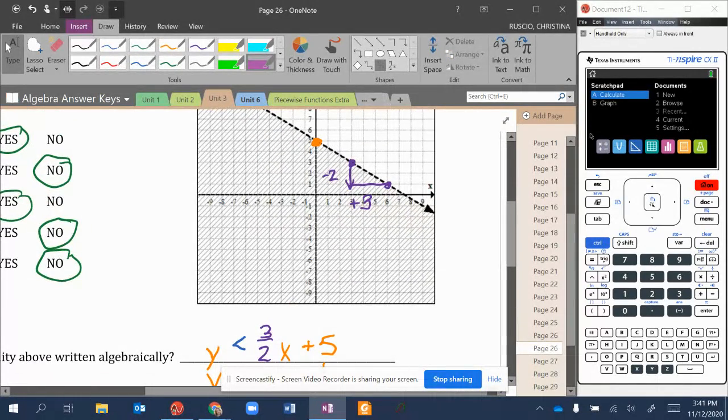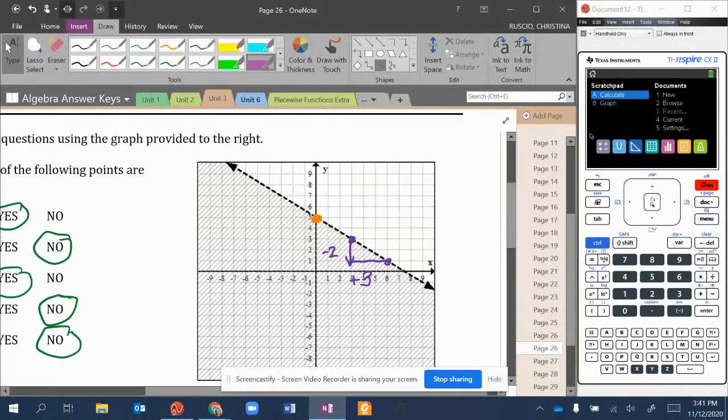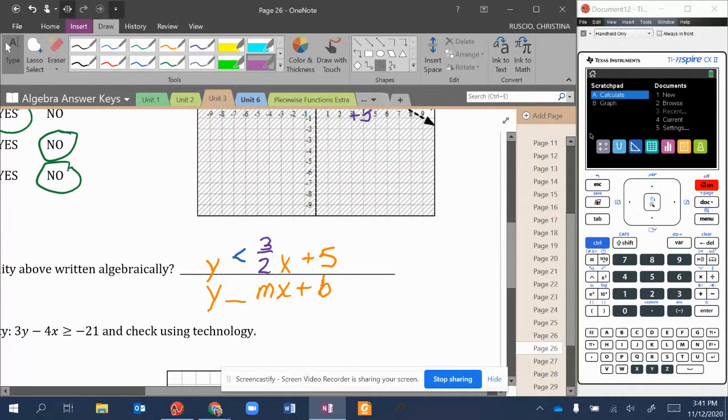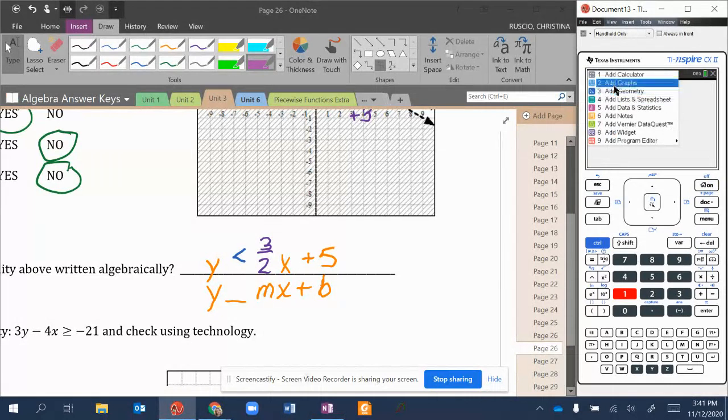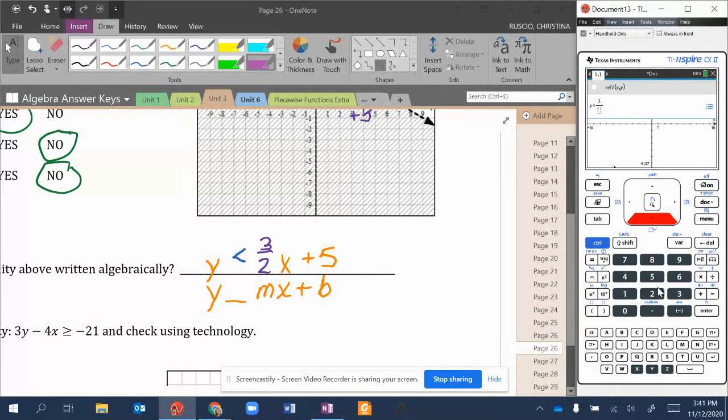And we also want to know, are we going to underline it like less than or equal to, or just leave it plain old less than? It's a dashed line. Less than. But you know me, I love to check my work. So let's go to our calculator and we're going to graph it. Can't graph it in function mode, so delete and move it to relation. Y is less than, so control equals, we can get our less than symbol. 3/2 x plus 5.